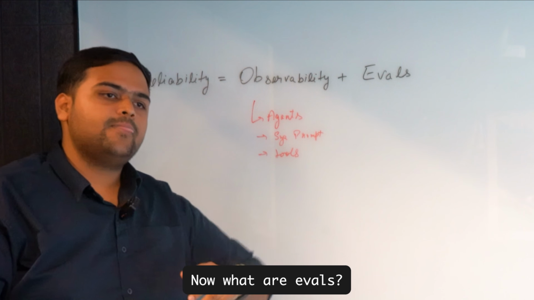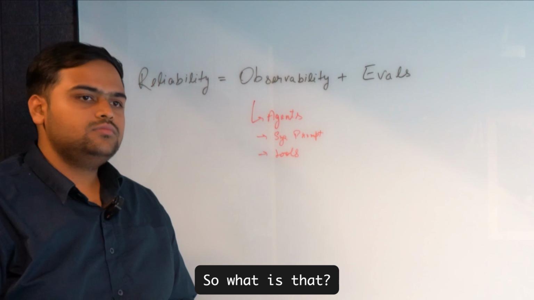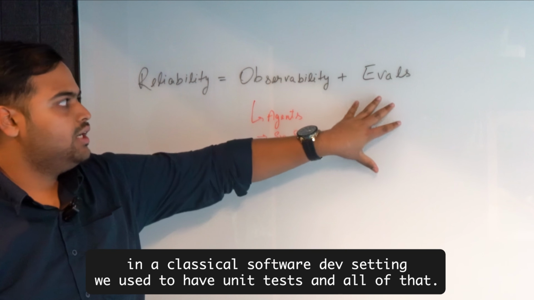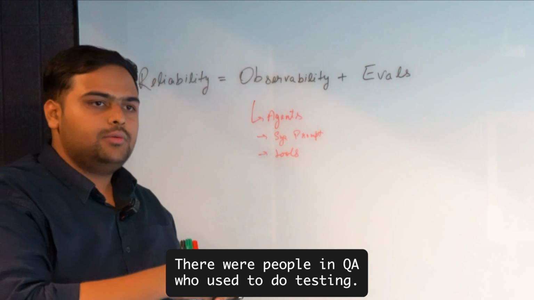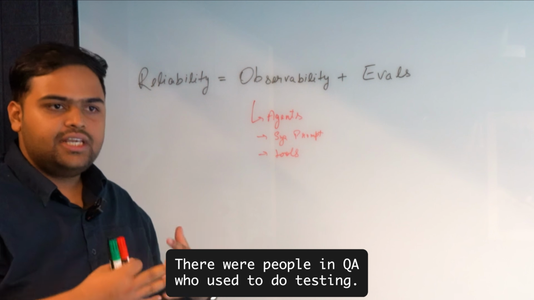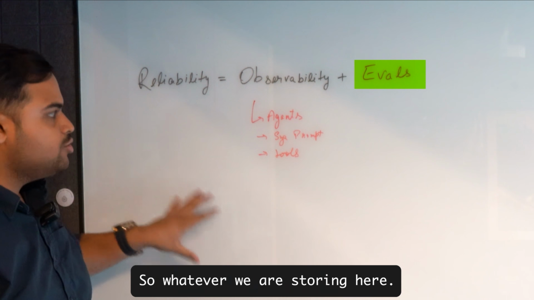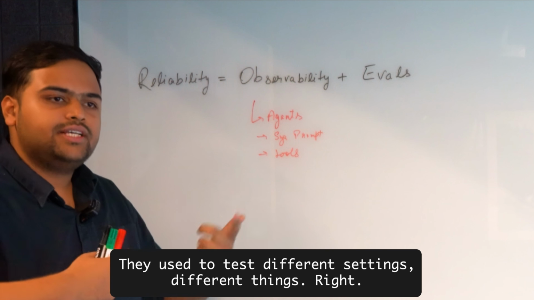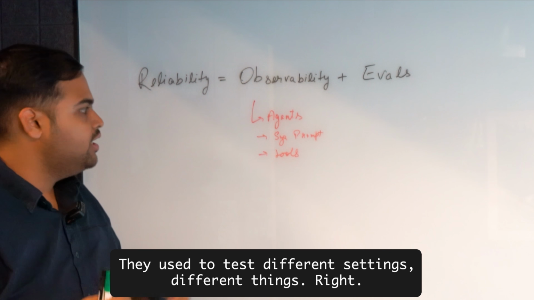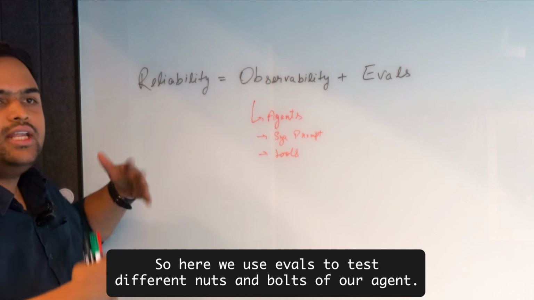Okay, now what is evals? The observability is helping power evals. Previously, in a classical software dev setting, we used to have unit tests and all of that, right? There were people in QA who used to do testing. Evals is basically the QA for AI agents. QA used to happen on apps, testing different settings and different things. Here we use evals to test different nuts and bolts of our AI agent.